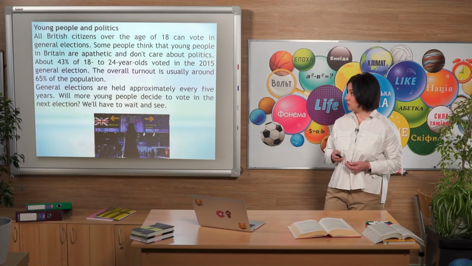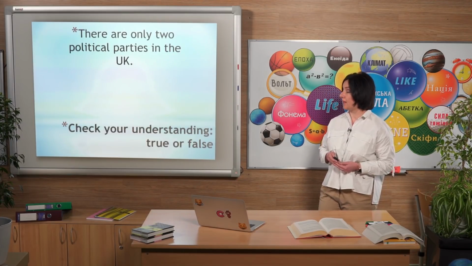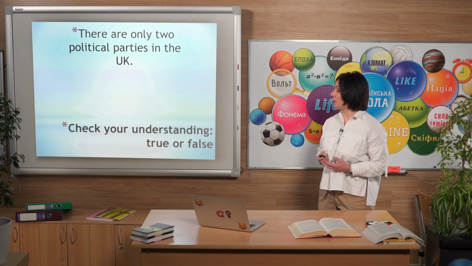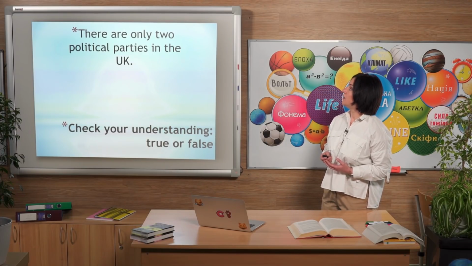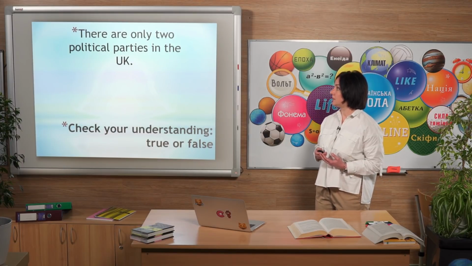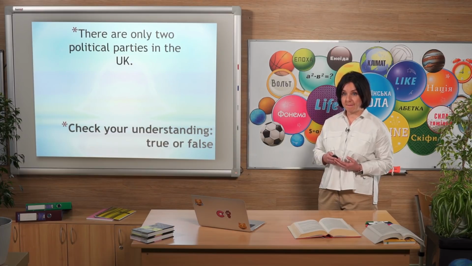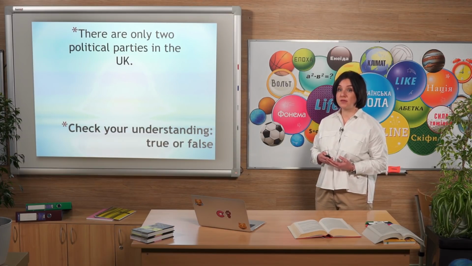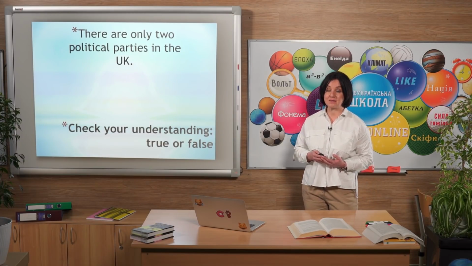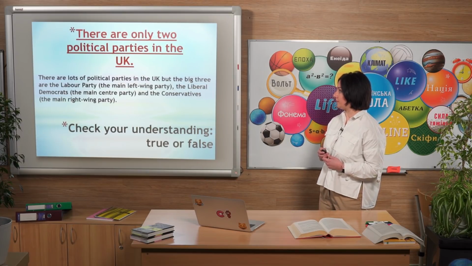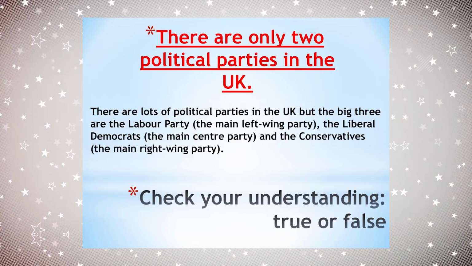Okay, so we read the whole text, and now we have to choose whether the statements are true or false. So here comes the first statement. There are only 2 political parties in the UK. And what do you remember? Yes, there are more than 2 political parties, at least 3, and there were 2 more, one with a very interesting name.